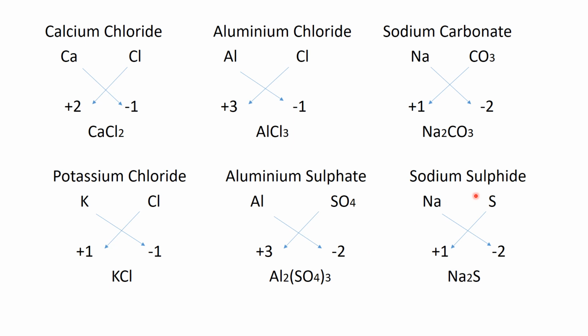Sodium sulfide. Sodium symbol Na. Sulfide is again negatively charged, sulfur S. Sodium's valency is +1 and sulfur has valency -2. When you cross multiply, sodium will be multiplied by 2. It is Na2 and then S. This will be the formula for sodium sulfide.